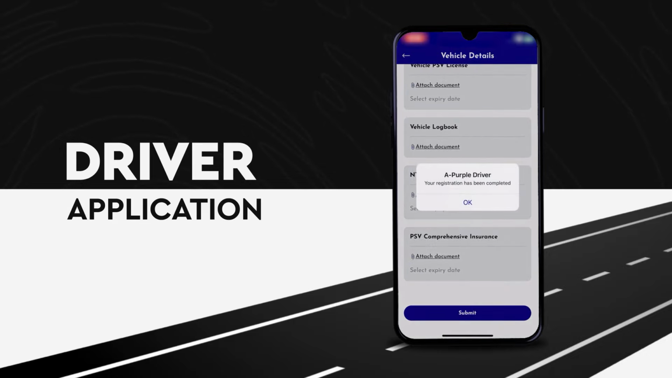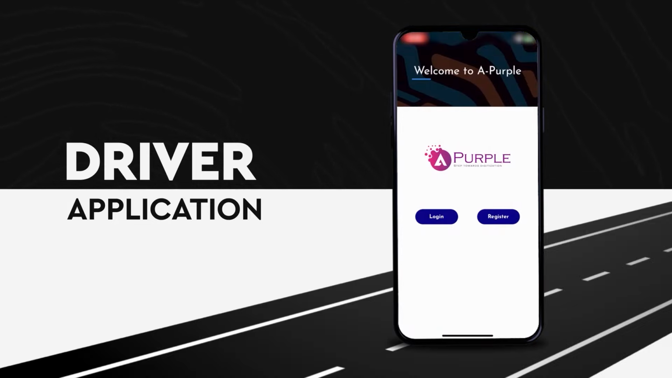A pop-up appears after attaching all the original documents that the driver has completed the registration process. At this stage, the profile goes to the admin for a verification and an approval. After the admin approves and verifies all the documents and the details of the driver, he or she approves the driver's registration, and then the driver can start using the application to earn, to do rides, to take passengers to their locations.